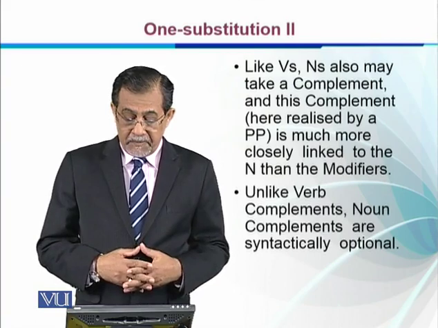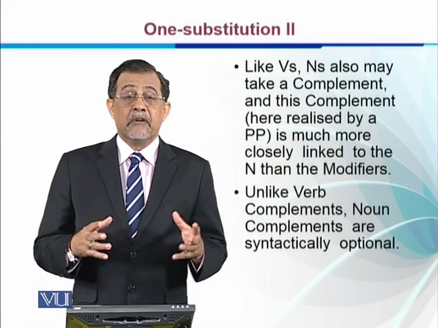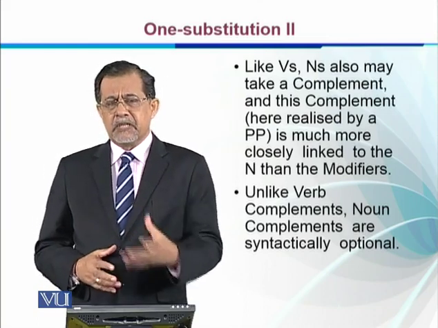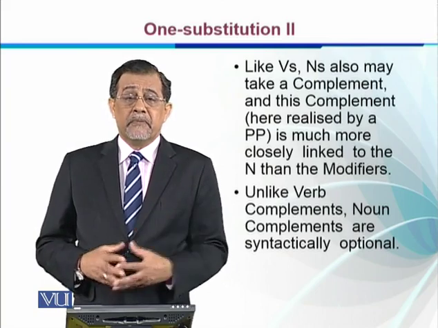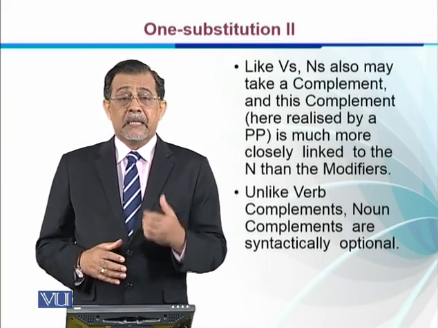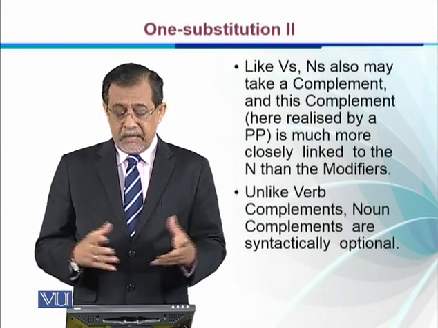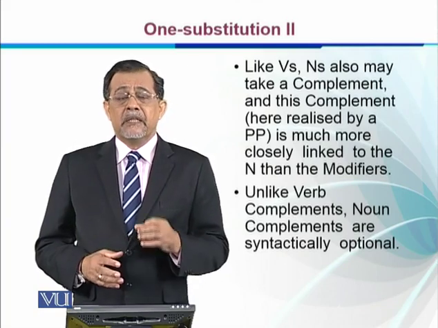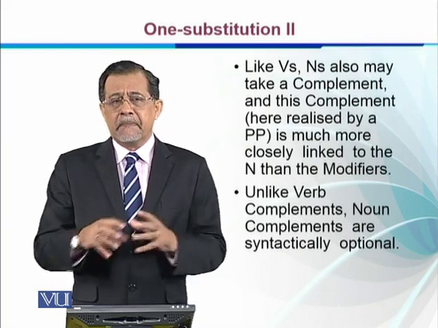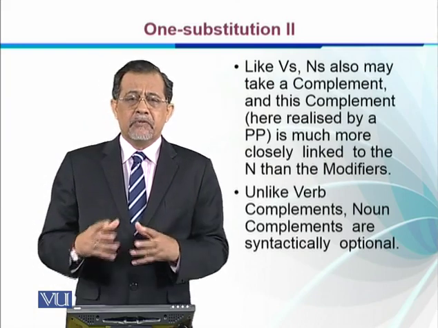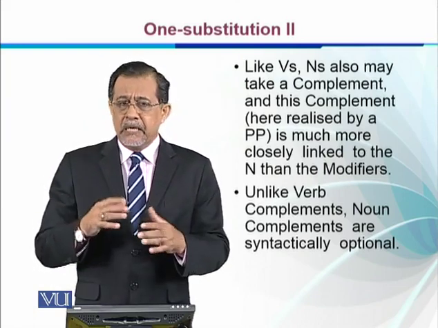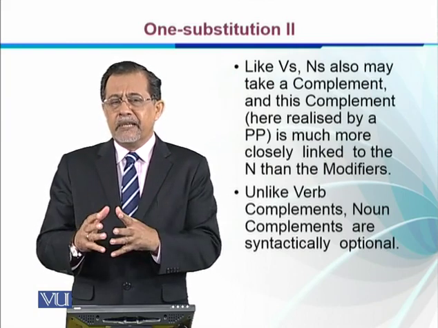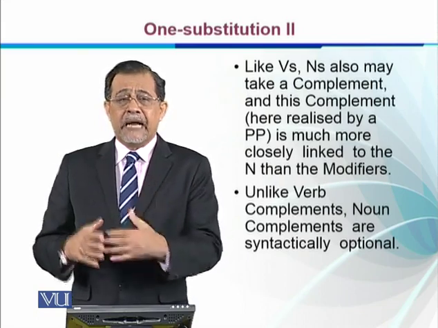Unlike verb complements, noun complements are syntactically optional. For a verb, for example a transitive verb, a complement is a must, so that is obligatory. But noun complements are not obligatory, they are optional. They are syntactically optional. So this is the main difference between the noun complement and the verb complement. So we've been talking about the layers. That's why we talked about the structures in terms of layers rather than in terms of their flat occurrence.